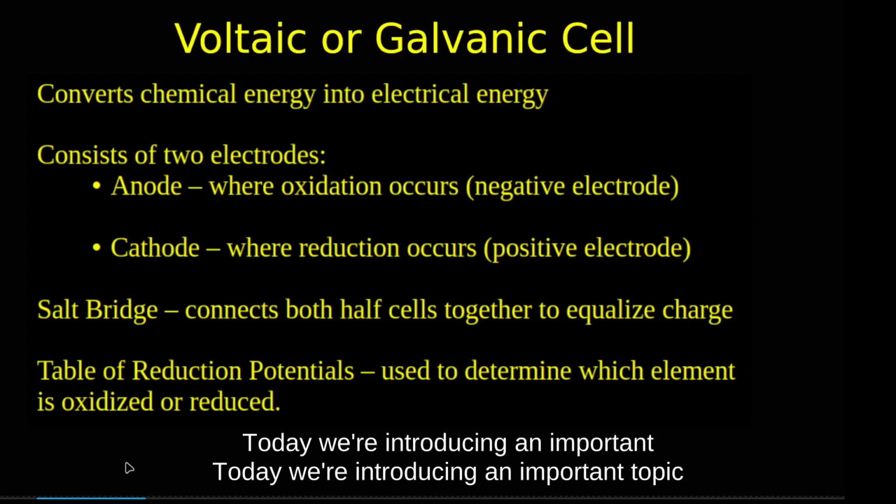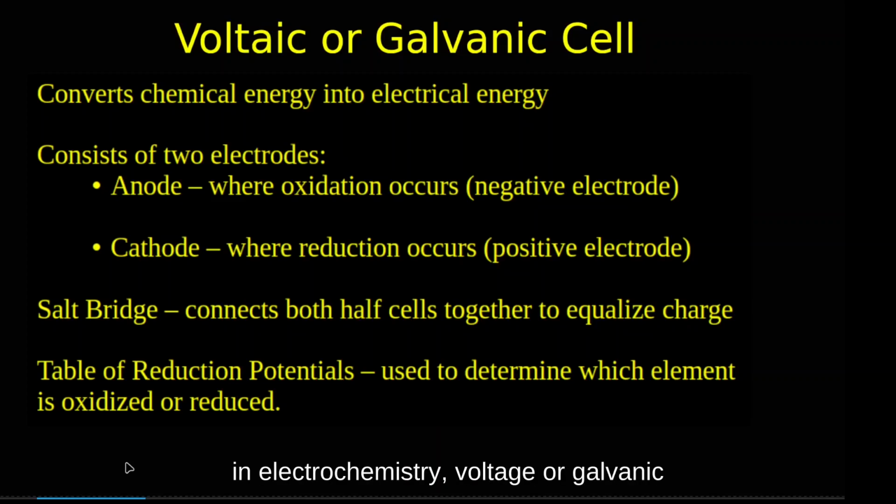Today we're introducing an important topic in electrochemistry, voltaic or galvanic cells. These are devices that convert chemical energy into electrical energy using spontaneous redox reactions. We'll start with the simplest kind of galvanic cell, then build toward more advanced examples involving hydrogen electrodes, inert electrodes, and even systems where neither electrode participates directly in the reaction.